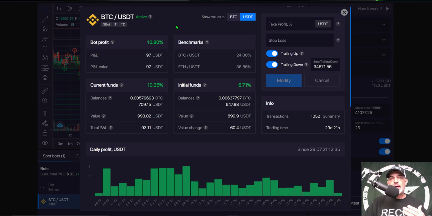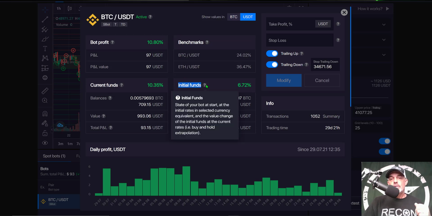And again, Bitgap added more intel to the interface in an attempt to help you understand what your actual profit is and what it is versus, say, a buy and hold strategy. And so with that in mind, if you jump over here to the initial funds section, this is basically the equivalent of the funds I had available when I deployed the bot.